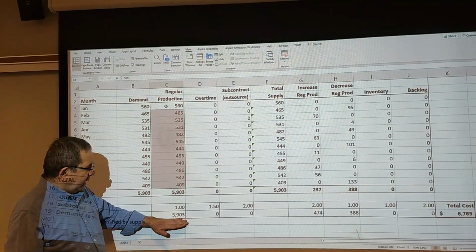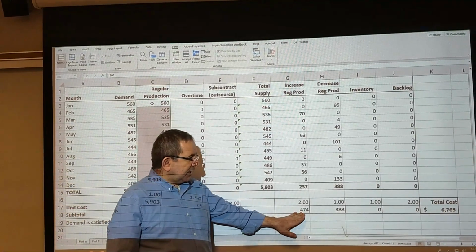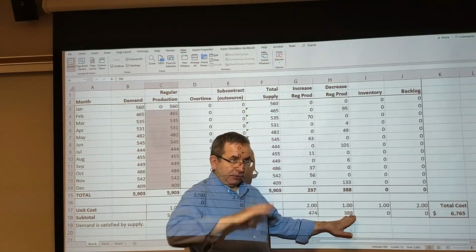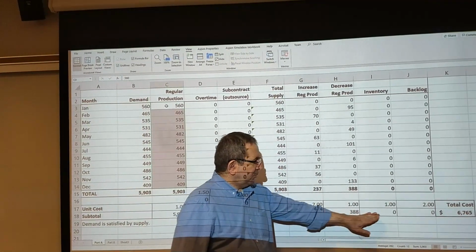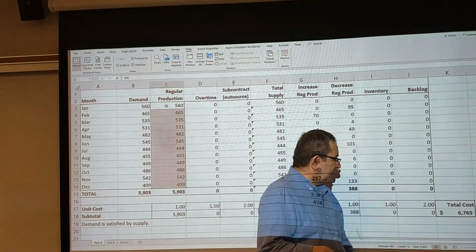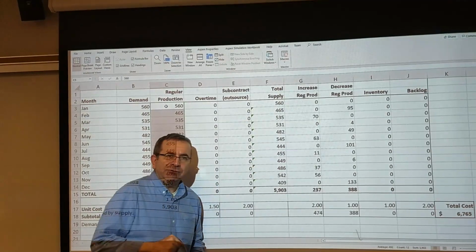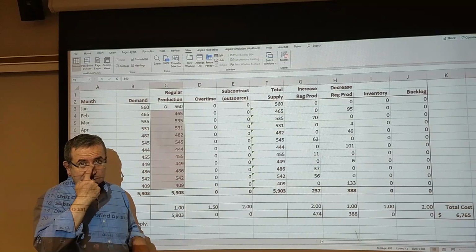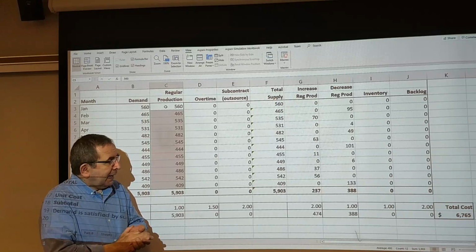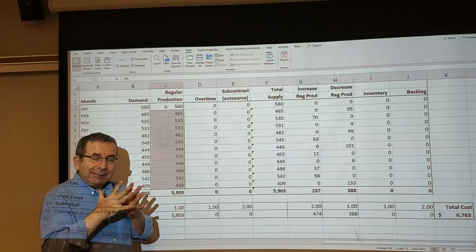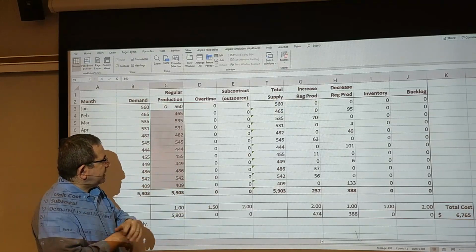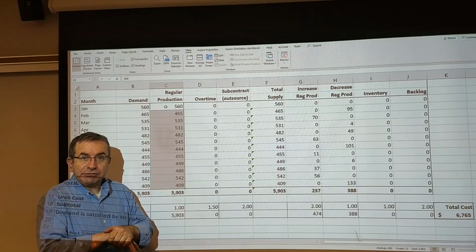So what is my total cost? This is my production cost. This is the cost of increasing production over 12 months, the cost of decreasing production over 12 months, no inventory cost, no backlog cost. 6,800. So this is my chase strategy, and as you can see, it's less costly than level strategy. So far, this is my best option.